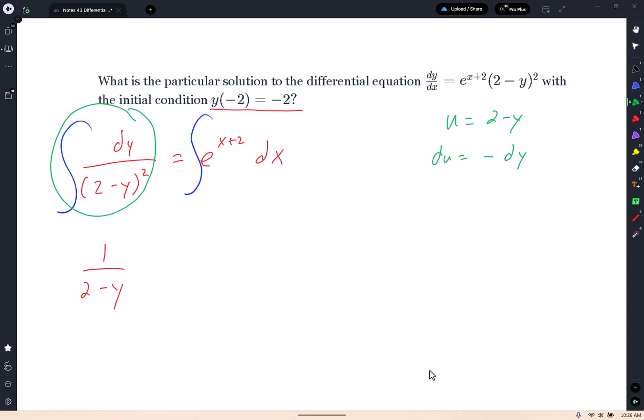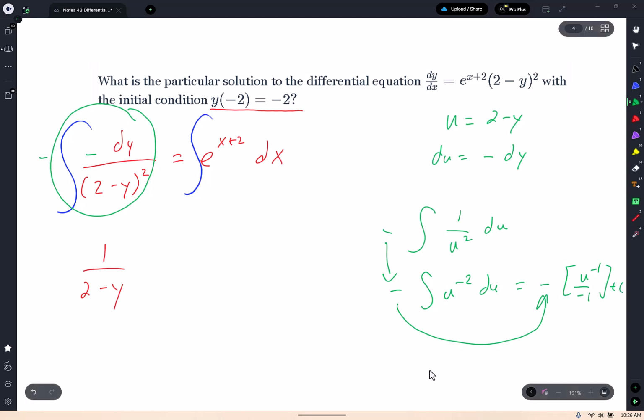Yeah, the derivative of y with respect to y is 1, right? So if I rewrite it, integral 1 over, I'm doing it with respect to y, so I need a negative. Negative on the outside, u to the 2, du. Do you guys see what I did? And then look, so that negative is that negative, u to the negative 2 du. Negative, that negative is that negative, u to the negative 1 divided by negative 1 plus c.